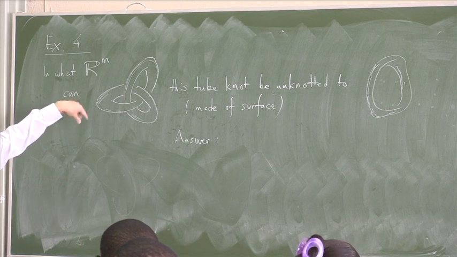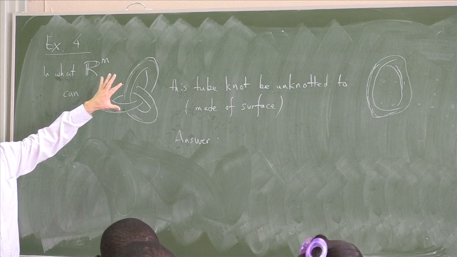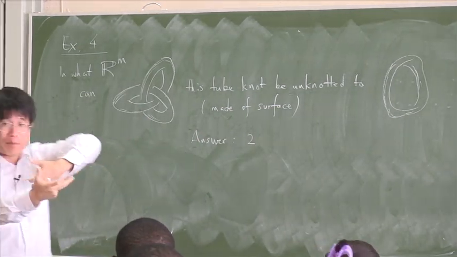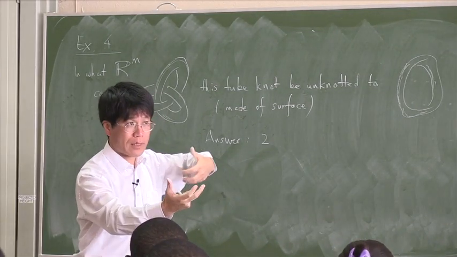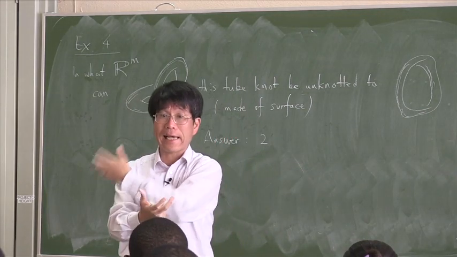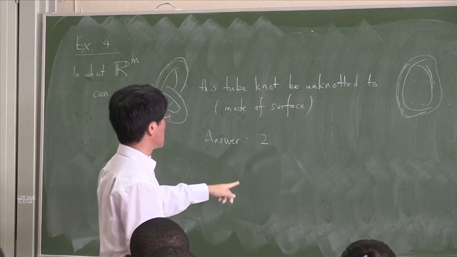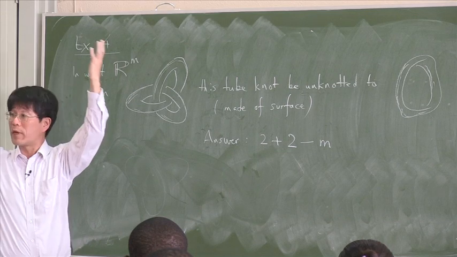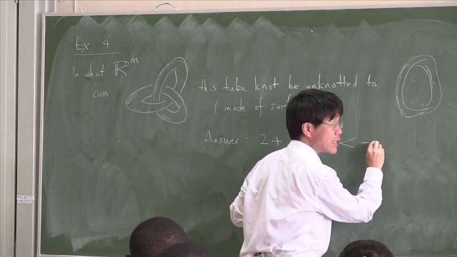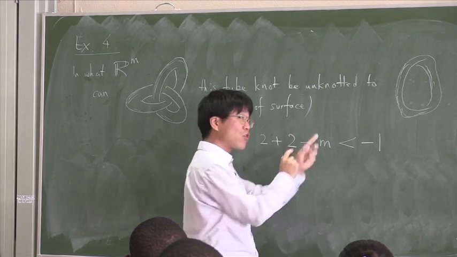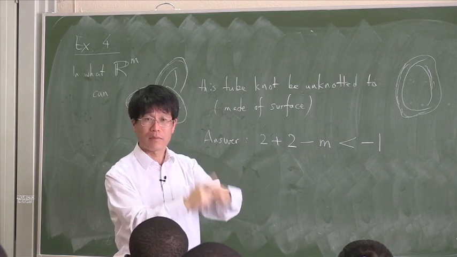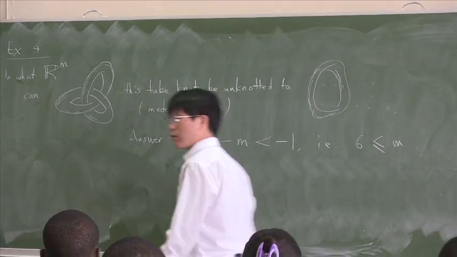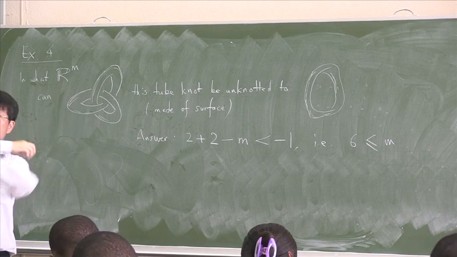Do you remember? If you are moving something of a certain dimension, a k-dimensional thing. What's the dimension of this tube knot? 2. And you want to move it past itself. In other words, you want to move a two-dimensional object past a two-dimensional object. So k and l that I mentioned on Friday are both this tube. So two dimension plus two dimension. And then you calculate the overflow, minus m, which is the ambient room available, if you like. And if this is strictly less than minus 1, you succeed in doing this. If it's equal to minus 1, you run into an obstacle, but at points, and so on. So that's the answer. And if you rearrange these pieces, you get that m must be greater than or equal to 6. So in dimension 6 and above, you can undo all tube knots.